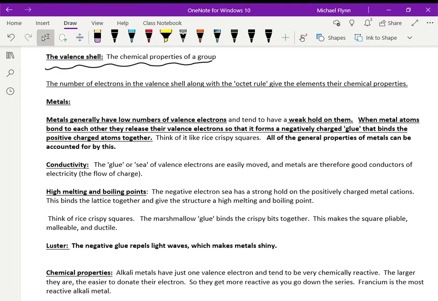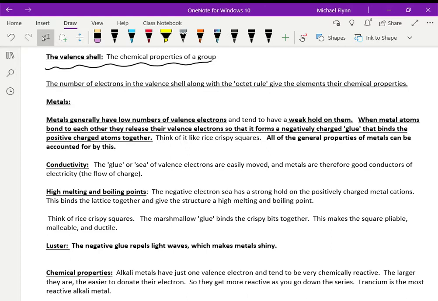Anyway, metals. Metals generally have low numbers of valence electrons. 1, 2, 3, that kind of thing. When metal atoms bond to each other, they release their valence electrons. And I mentioned this today. I put an additional video online for you. Okay, it's only a 5-minute video maybe, and it explains something called metallic bonding. But it's kind of cool how it works.